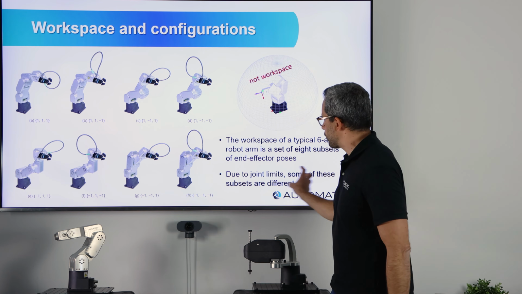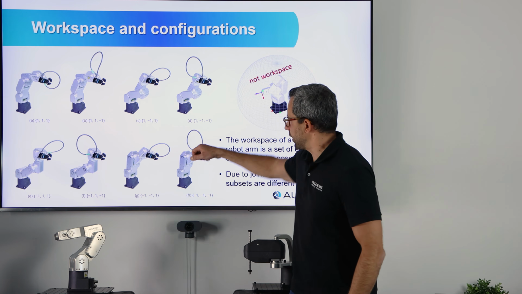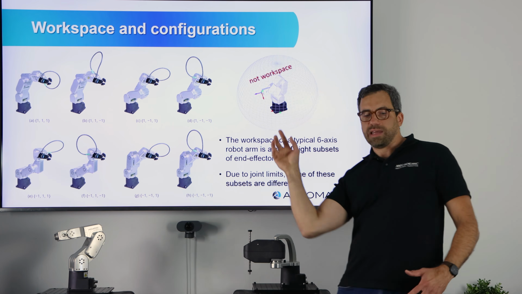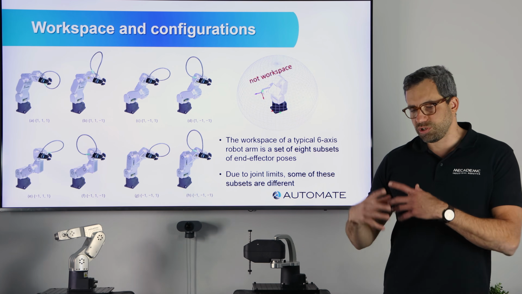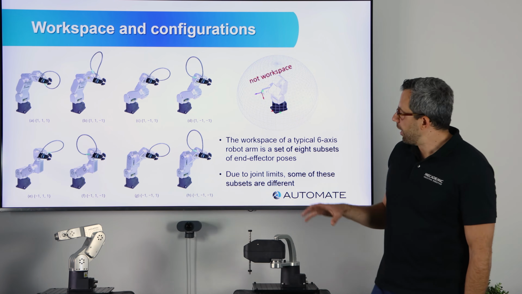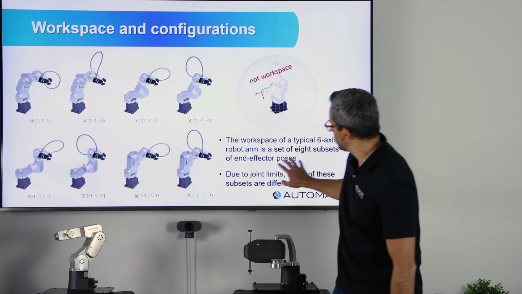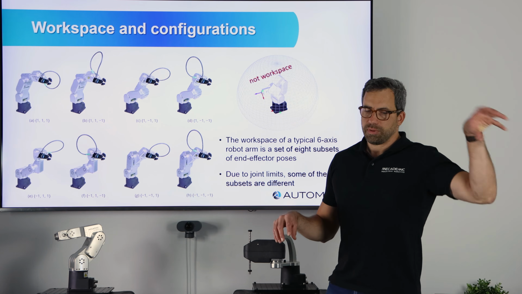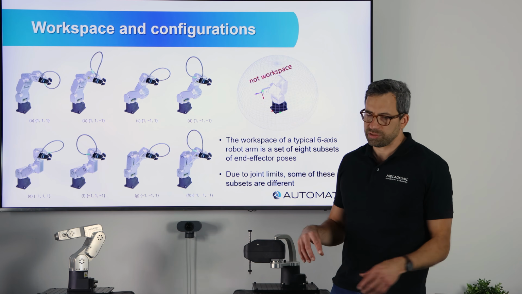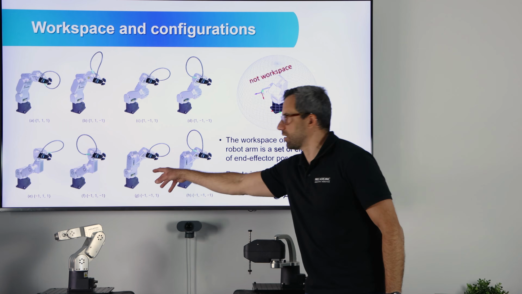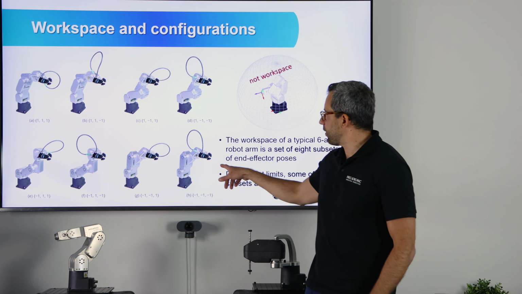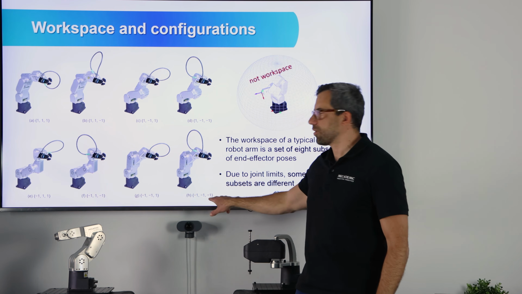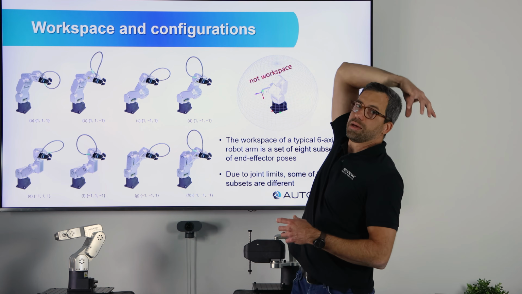Because of joint limits, obviously I can do it like this, but I cannot do a lot in this configuration, elbow down. Because of joint limits, which are not symmetric, in some of these subsets the end effector can reach some poses, but in other configurations I cannot reach them. So maybe if I want to go like this, there is only one possible configuration that I need to choose in order to be able to go there.